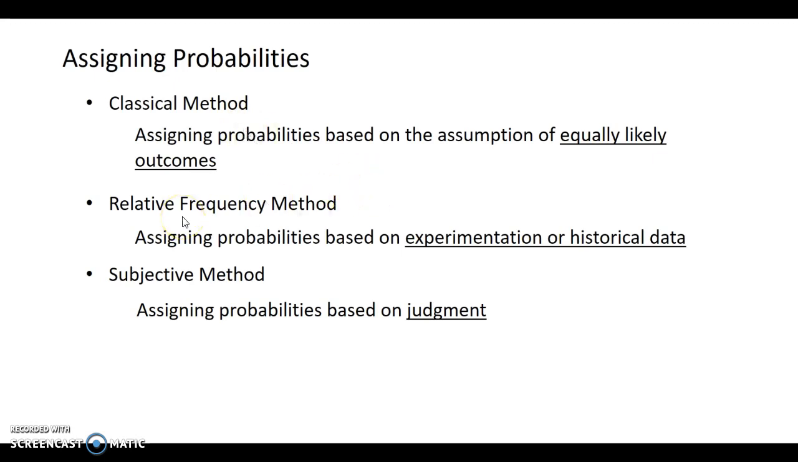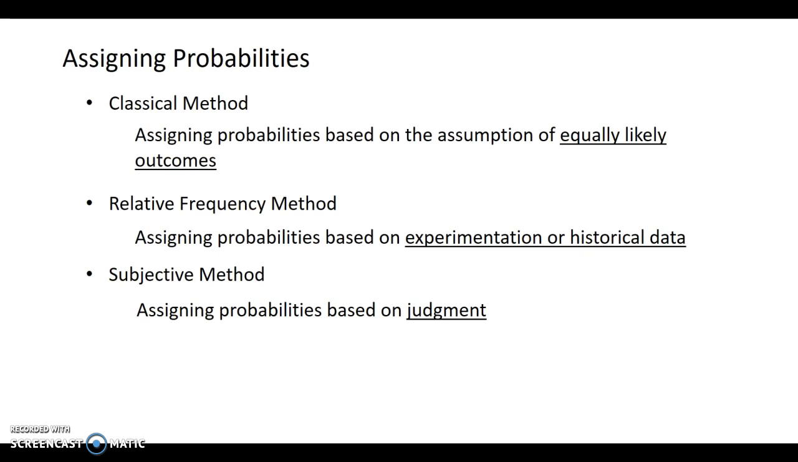The next thing we have is relative frequency method. This is also called empirical probability. Here, we're assigning probabilities based on experimentation or historical data. Insurance is an example of an industry that uses this relative frequency method or empirical probability.